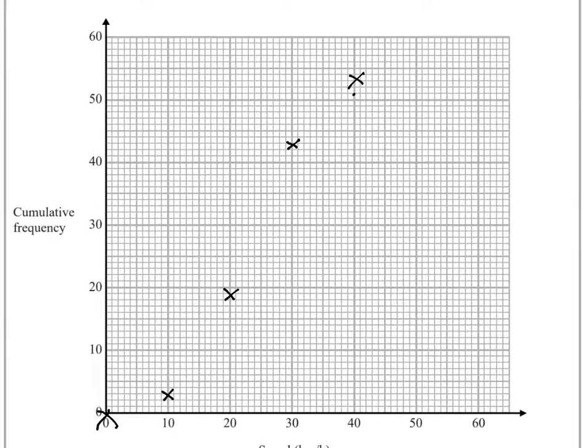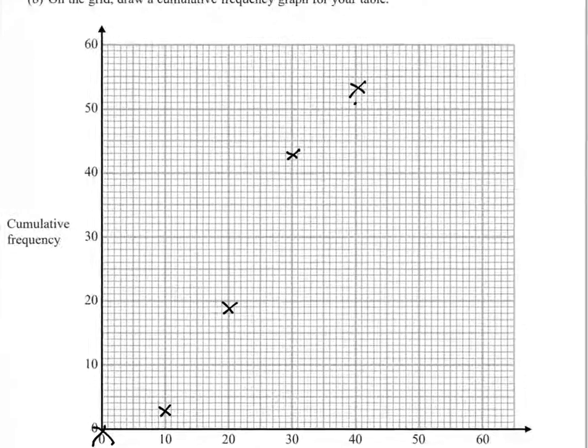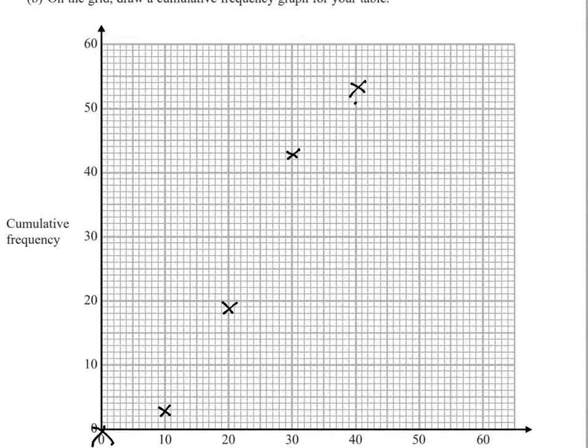Okay. Should be able to get it more accurate. At 50 it's 58. And 60. It's 60. And you've got that classic S shape. So we've got to make sure our line goes through all of these. Either join it with straight lines or a curve there. There we go.